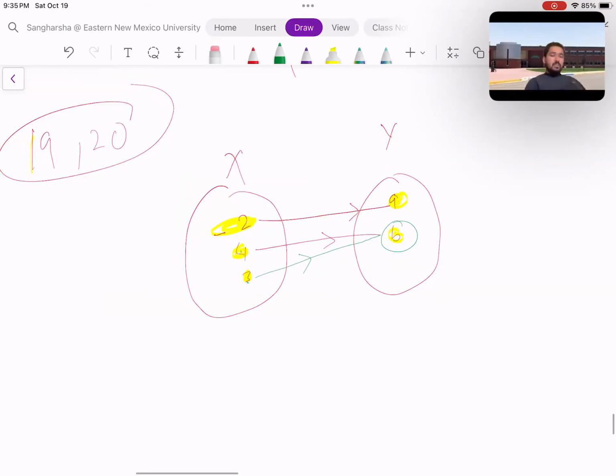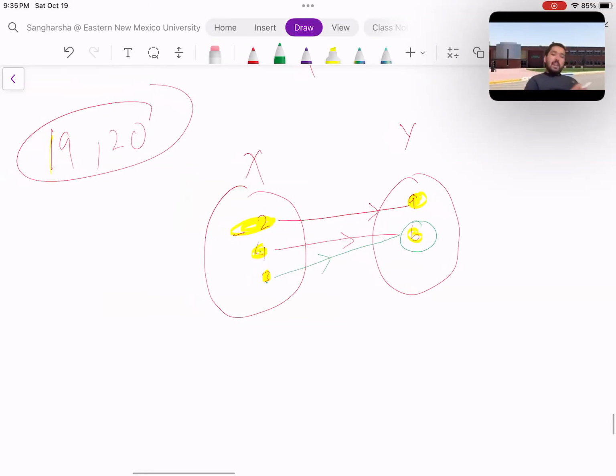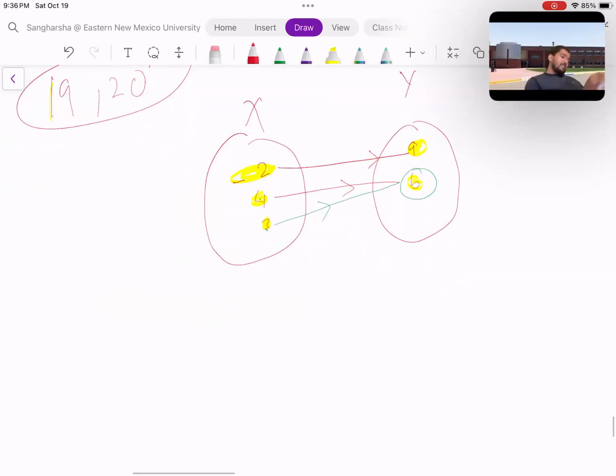So using this concept, you should be able to do numbers 19 and 20. You have a table, you just decide whether this is one-to-one or not. The next ones are 26 and 28. You have a graph there, and you have to decide whether the graph is one-to-one or not.